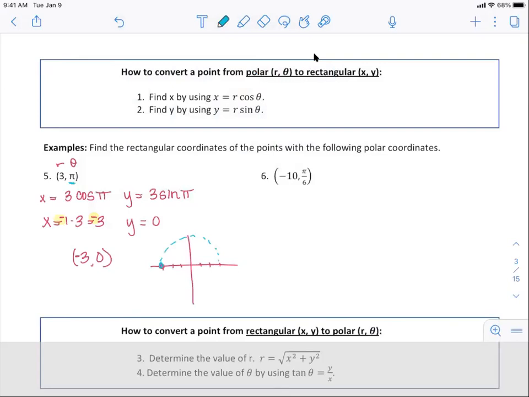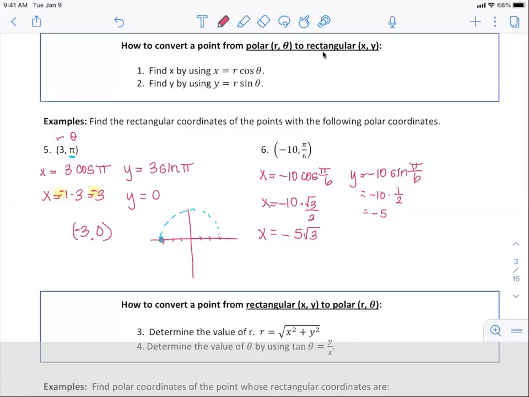Pause your video and go ahead and try number 10 on your own. I'll be back with the work in 3. Okay, so you should have -10 cosine pi/6, which is -10 times the square root of 3 over 2. That simplifies to -5 times the square root of 3 as our x coordinate. In a similar way, we get -5 for our y. So our ordered pair is (-5 root 3, -5).